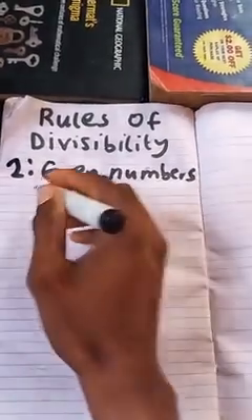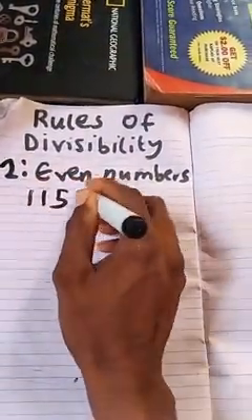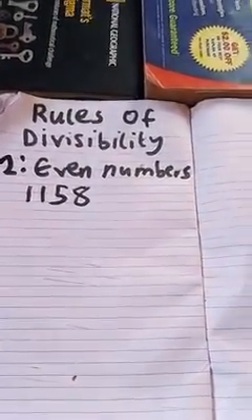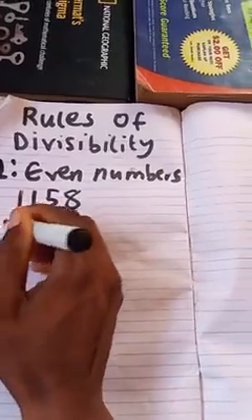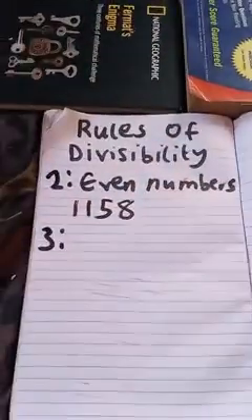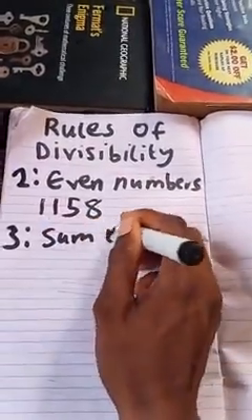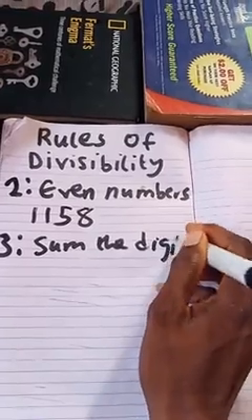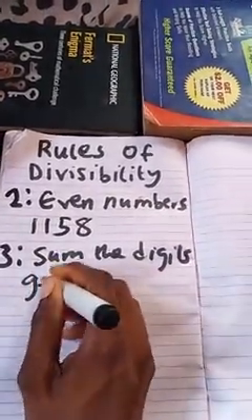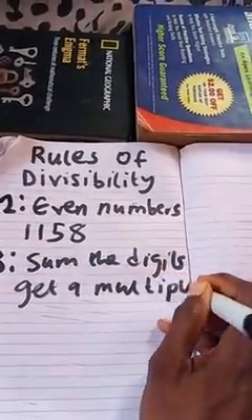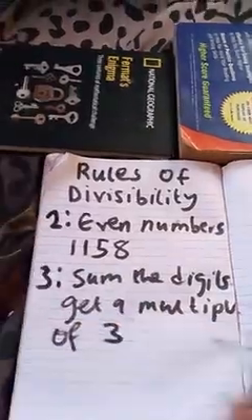So if you see a number like 1158, this number is an even number. It's divisible by 2. For instance, 3. How do you know which numbers 3 can divide? If you sum the digits and you get a multiple of 3, that means 3 can divide it.